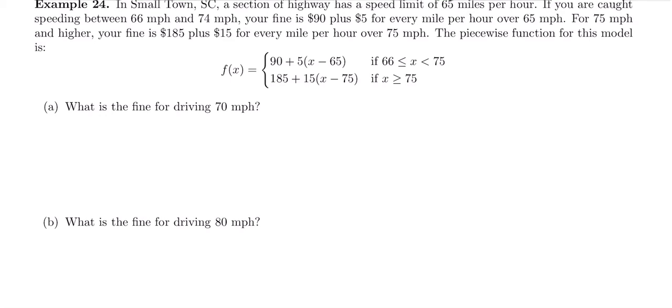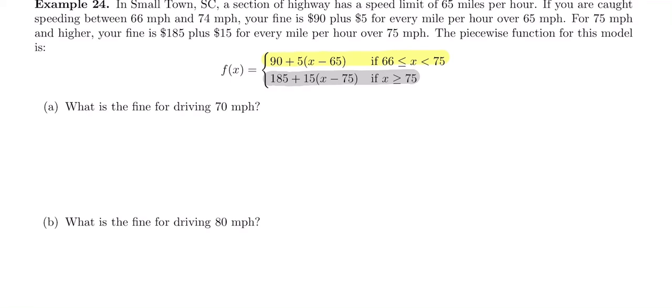So here's the piecewise function for this model. The top piece says that if you're going between 66, so equal to 66 or greater, but below 75, you're going to fit into this top bracket and how they should calculate your ticket. If you're going equal to 75 or above, you're bumped up to the higher fee bracket.